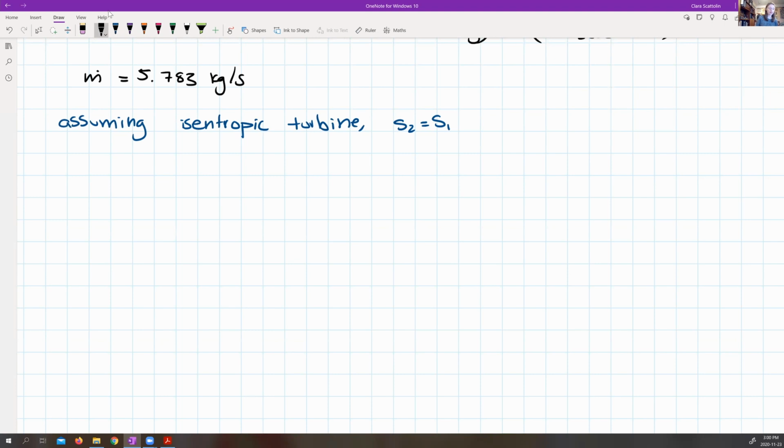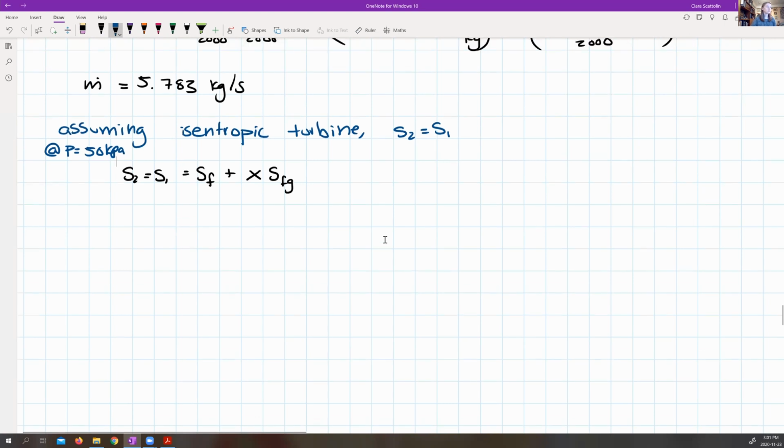So from this, I'm going to need to find the quality of the system at that point. So I know that S2 is equal to S1, which is equal to Sf plus x Sfg. And this was solved using the pressure table. So at P equal to 50 kPa. Why did I use the pressure tables and not the temperature tables?